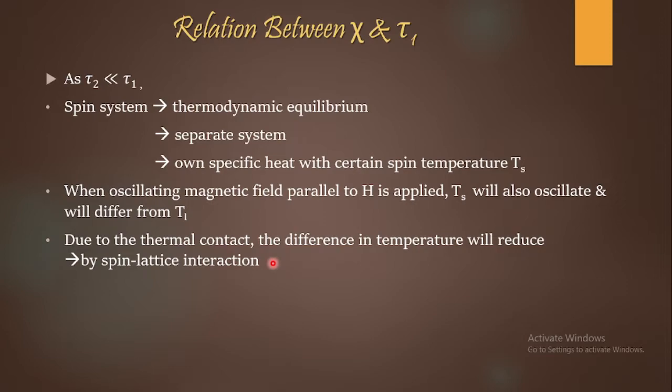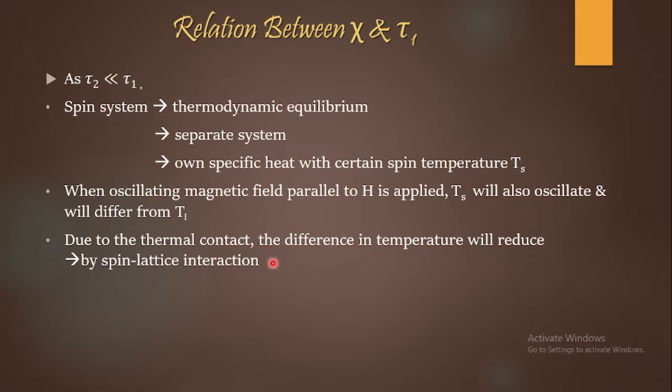This is something like a non-equilibrium state. If it has to come back to equilibrium, the temperature throughout has to remain almost the same. So Ts and TL should be approximately equal to each other. And if that has to happen, there should be a thermal contact. There is a thermal contact between the spin system and the lattice, and thus there will be exchange of energy or heat which is going to reduce the difference in temperature of the spin system and the lattice, that is Ts minus TL.